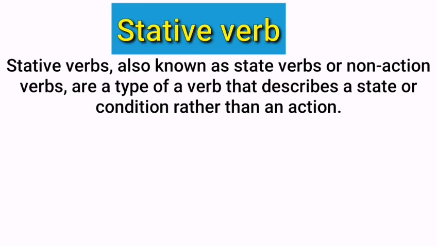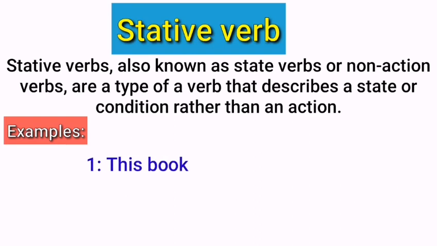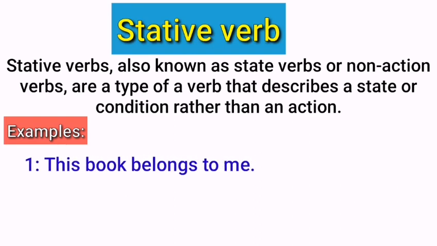But there must be a question: why have grammarians classified it into stative verbs? The answer is because stative verbs cannot be used in continuous or progressive tenses. Just look at these examples. This book belongs to me. Look at the verb, belongs, it is a stative verb. Because it shows a state and it does not describe any physical activity.